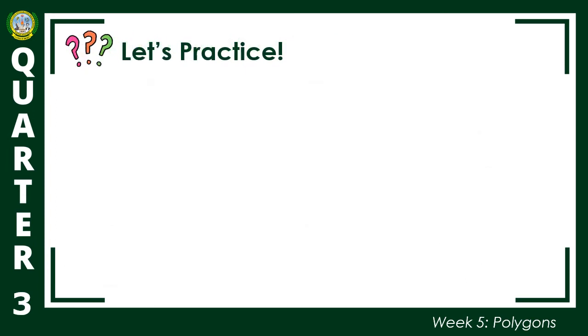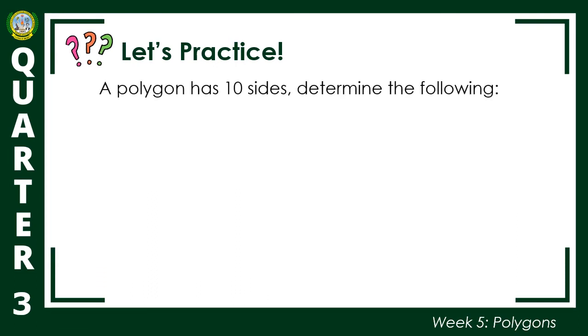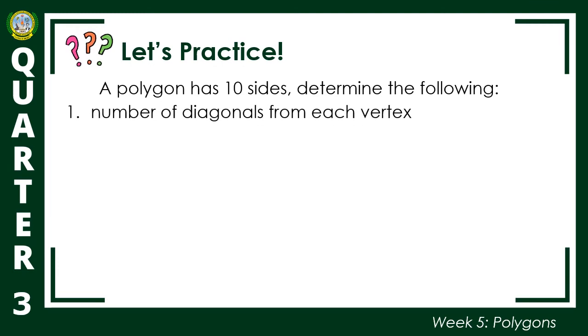So let us now apply the formula in solving for the following. Given is a polygon with 10 sides. Determine the number of diagonals from each vertex. So the formula that we will be using is n minus 3 since ang hinahanap lang naman po is yung number of diagonals from a vertex. So substitute 10 to n and it will become 10 minus 3 and 10 minus 3 is 7. Meaning po, meron pong 7 diagonals po ang bawat vertex ng isang decagon.